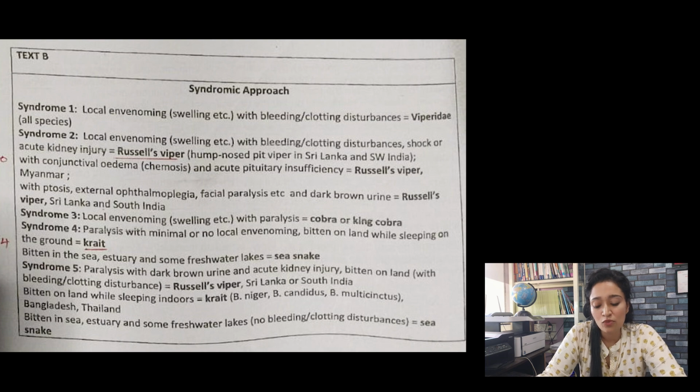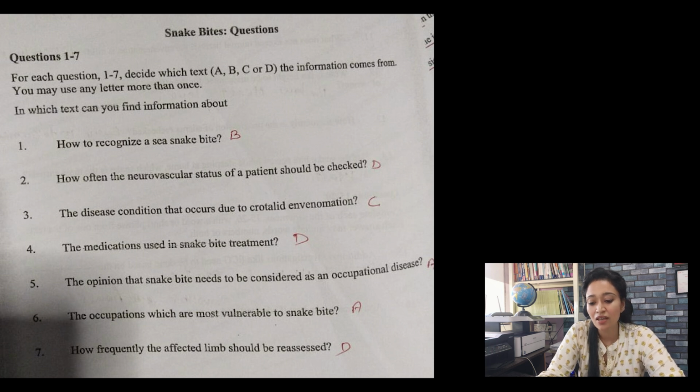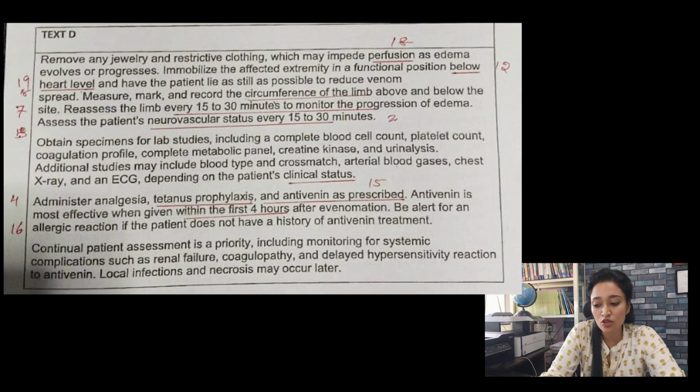So now let's move on to the question number 2. How often the neurovascular status of a patient should be checked? Here you should mark the keyword neurovascular status in both the text as well as in the question. You can see in the text D it is given that assess the patient's neurovascular status every 15 to 30 minutes. So the answer is D.